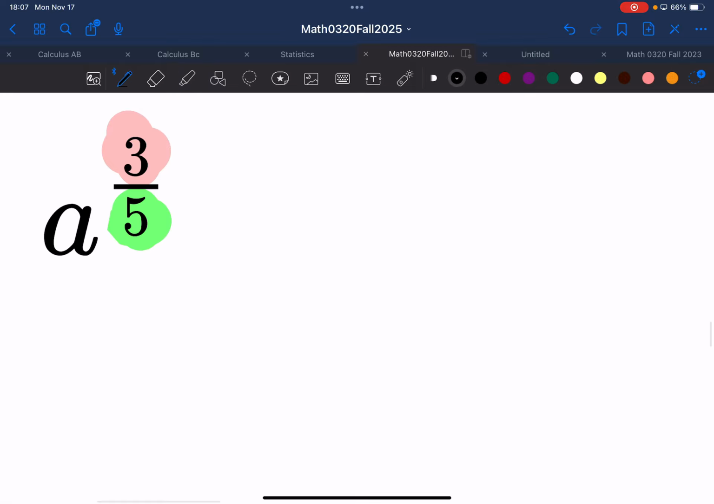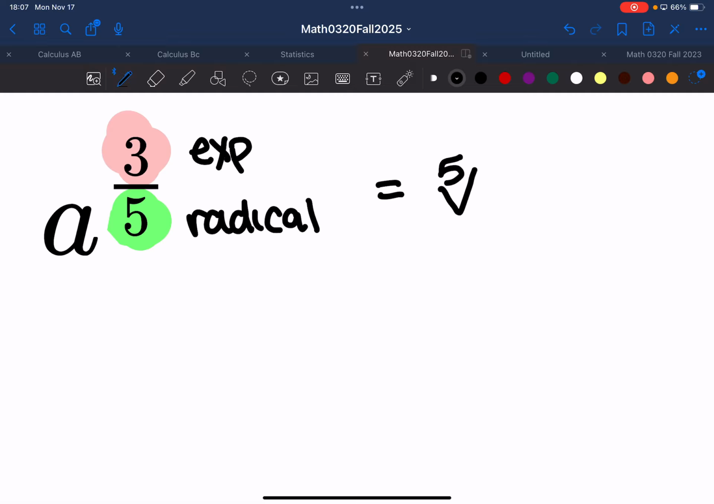Remember, the numerator is our exponent. The denominator is our radical. So what root would this be? The 5th root of a to what power? To the 3rd power. Remember, whatever is on the denominator is our root. The 5 is on the denominator, so this is the 5th root.